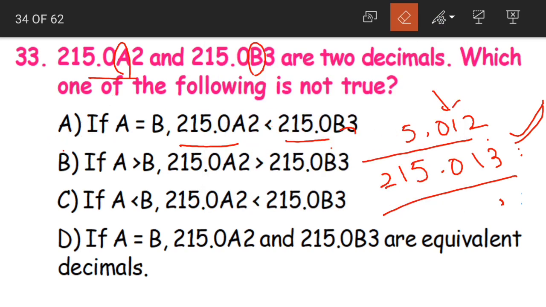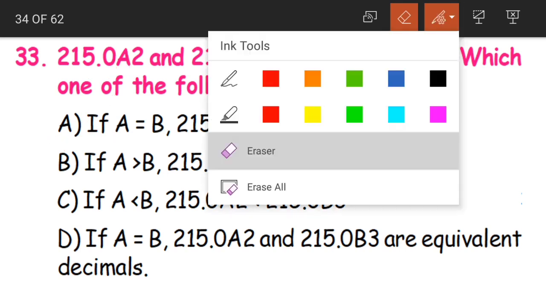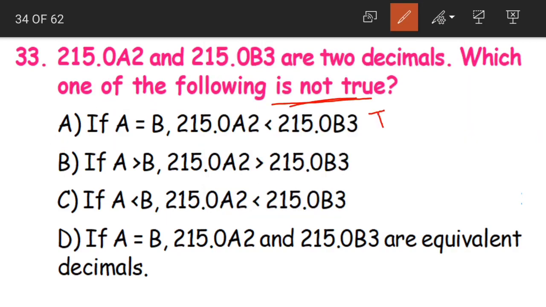But what do we want here? We want the option that is not true. Option A is true. Next, coming to option B. If A is greater than B. So for A I will take 2. For B I will take 1. Okay children. This is 022 and this is 013 here now. Then is the first number greater than the second number? Yes, see, we are having 2 here, we are having 1. 2 is greater than 1, so the first number is greater than the second number. Again option B is also true.